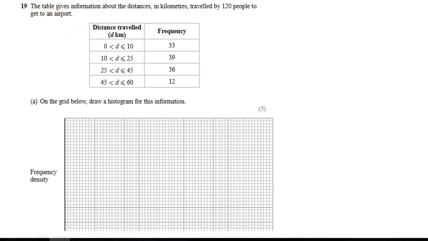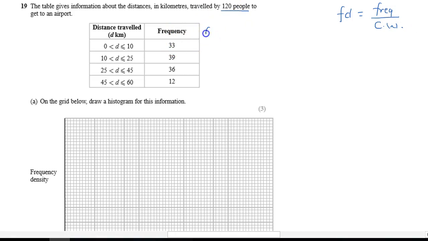Question number 19. The table gives information about the distance in kilometers traveled by 120 people to get to an airport. This is the information. On the grid below, draw a histogram. Now for the histogram, we need frequency density. We know that frequency density is equal to frequency over class width.